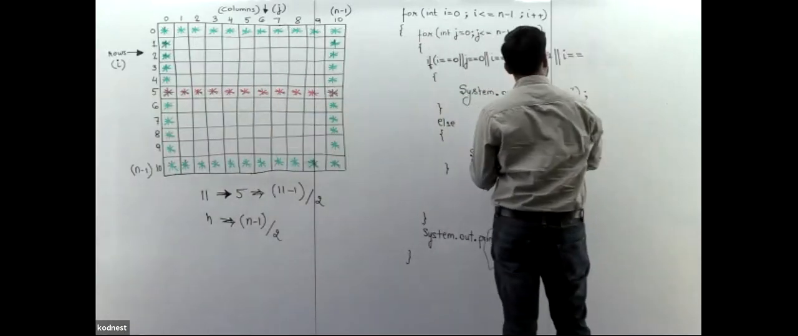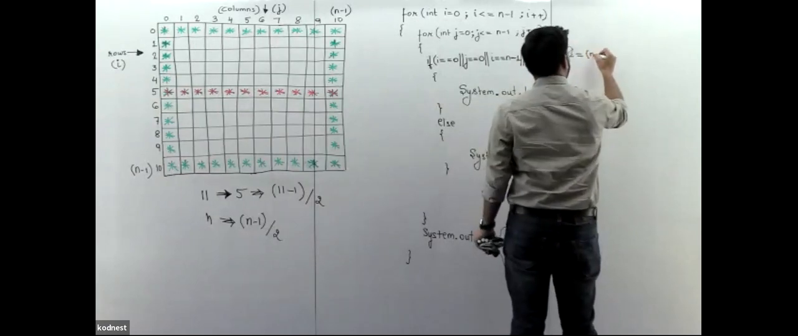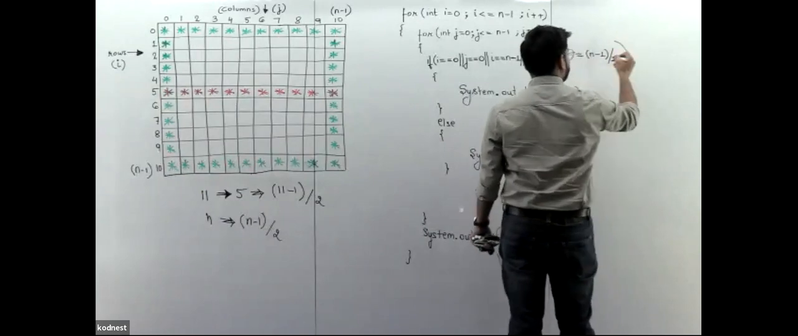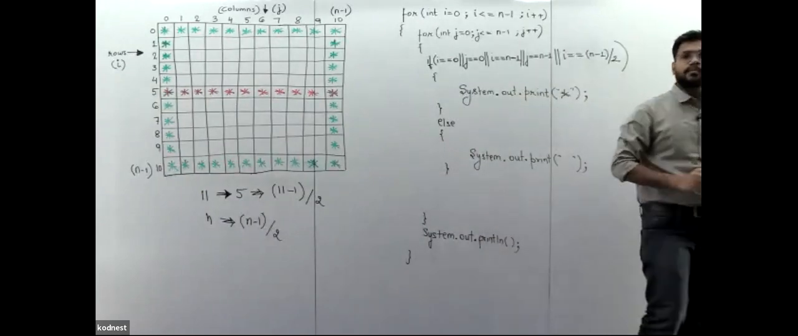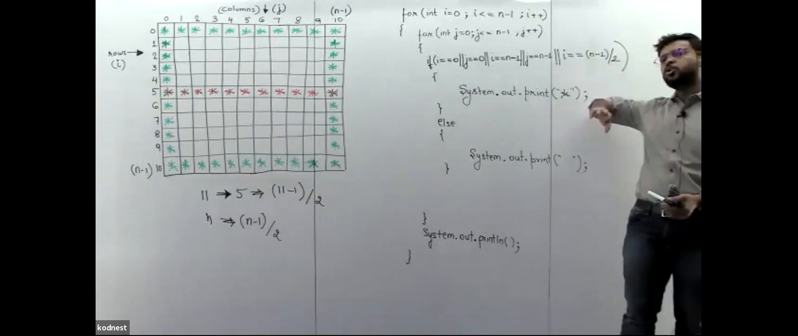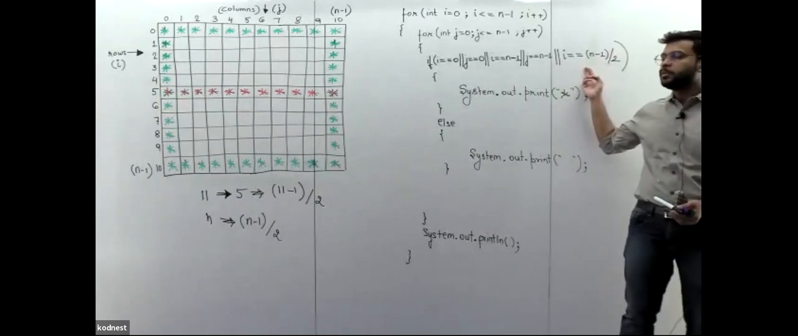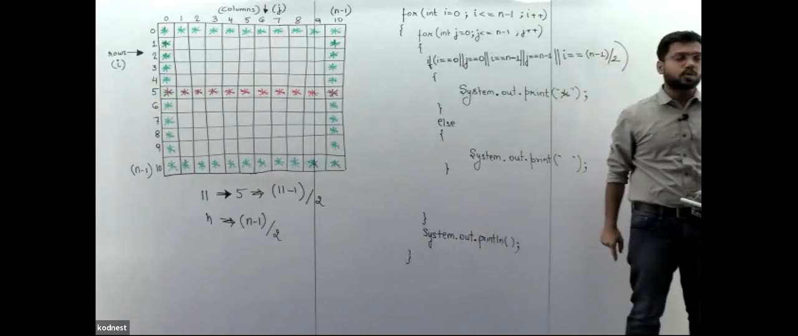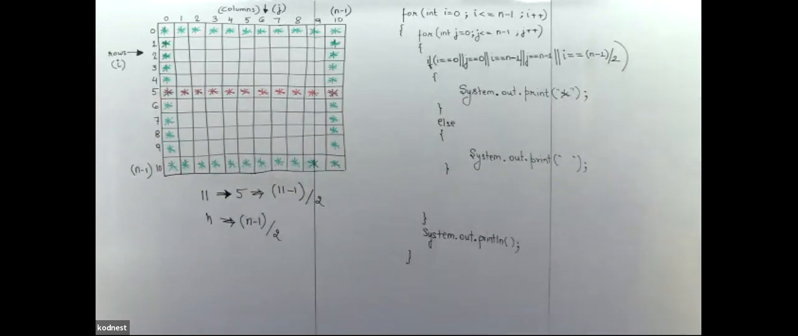So here, this 5, I will mention like this: n minus 1 divided by 2. That is nothing but 5. Whatsoever the value of n, let it come, always it will give you the middle row in this manner.